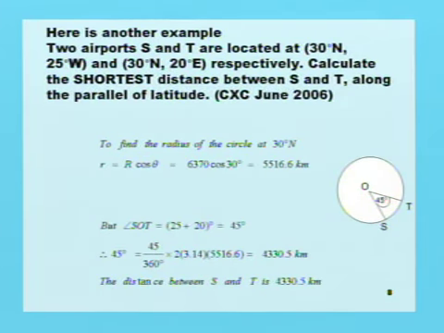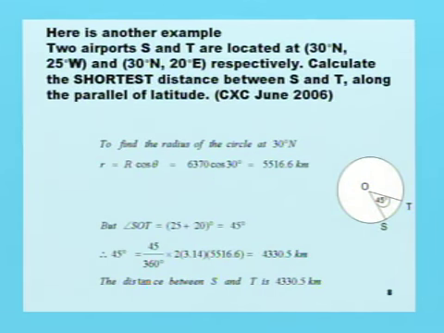To find the radius of the circle at 30 degrees north latitude, again we use our standard formula. Little r is equal to big R cos theta, big R being the radius of the earth, which will give us 6,370 cos 30, which is equal to 5,516.6 kilometers. But angle SOT, notice that, SOT is equal to 25 plus 20, which will give us 45 degrees.